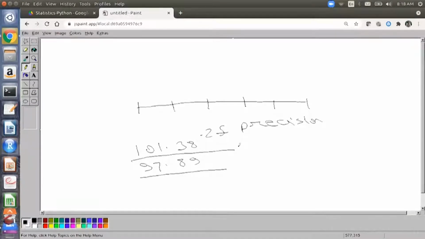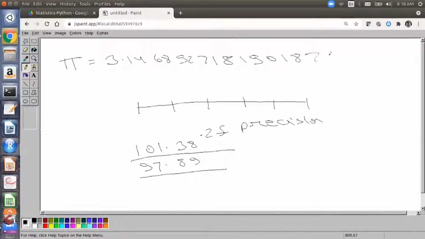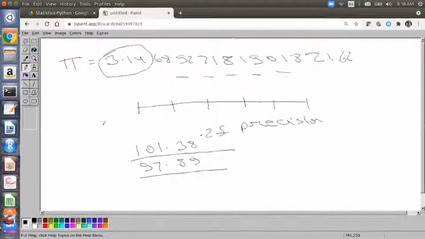Otherwise, what is the value of pi? 3.1468927182190182169. It is something long. Still people are calculating the exact value of pi. Yes or no? But what we are doing, we are only taking this much. You know this particular thing or you don't know? Yes, we know. The people who don't know, they do the Googling.